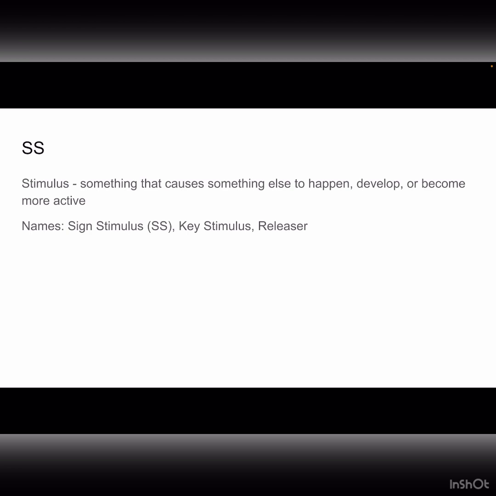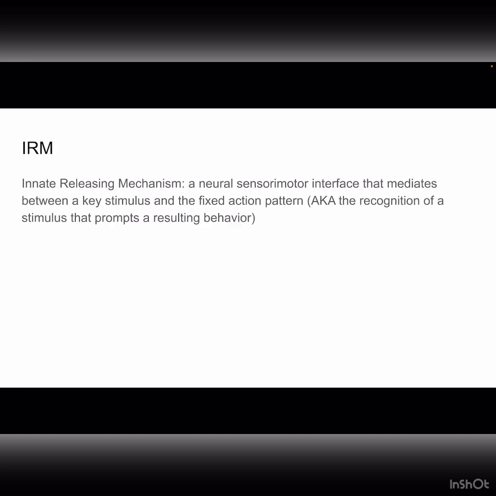When we're talking about a stimulus in the context of an innate releasing mechanism and fixed action pattern, we can call it by 3 names: sign stimulus, key stimulus, and releaser. For the rest of this lesson, I'm going to refer to it as sign stimulus, but all of these mean the same thing. The innate releasing mechanism is defined as a neural sensory motor interface that mediates between a key stimulus and a fixed action pattern. In other words, it's the recognition of a stimulus, which then results in a fixed action pattern.